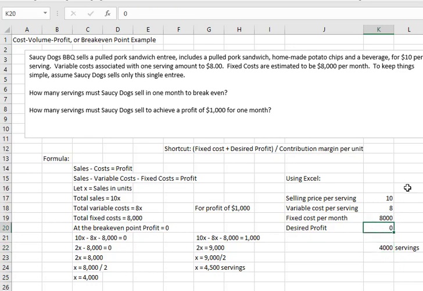Now, this is where Excel is really nice. If I want desired profit of 1,000, I'll just put it in my data, and the answer flows through. You can do other types of what-if analysis with Excel. Let's say if I reduced my selling price to $9.50, okay, I'd have to sell 6,000 servings in order to get a desired profit of 1,000. Right? If I wanted to break even, I'd have to sell about 5,333 servings. Okay. All right.